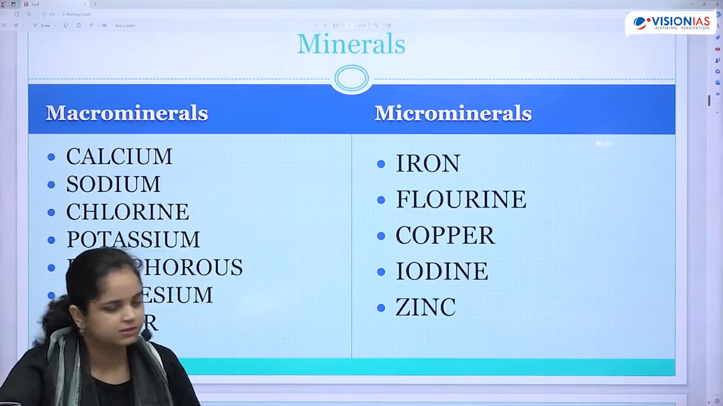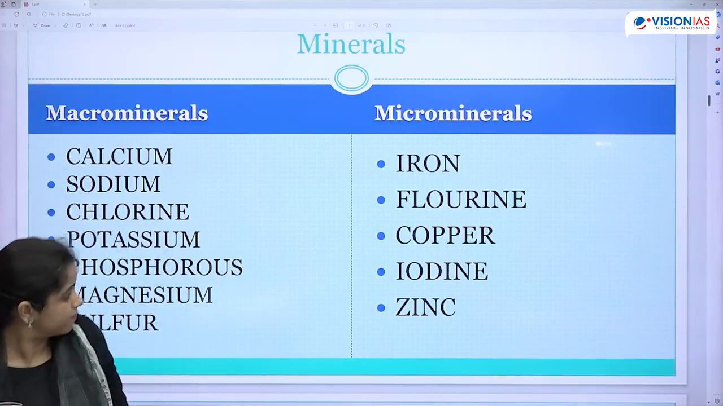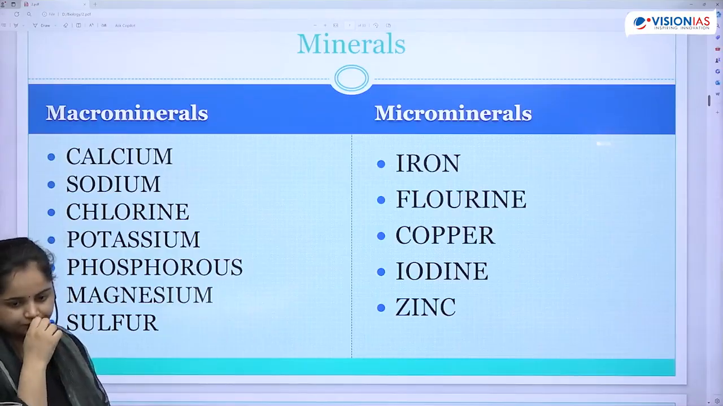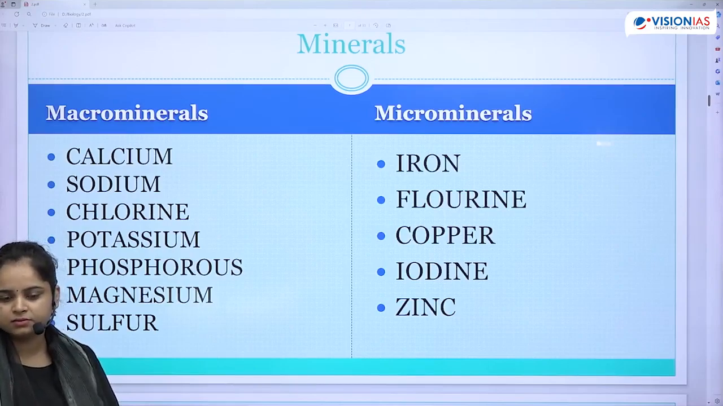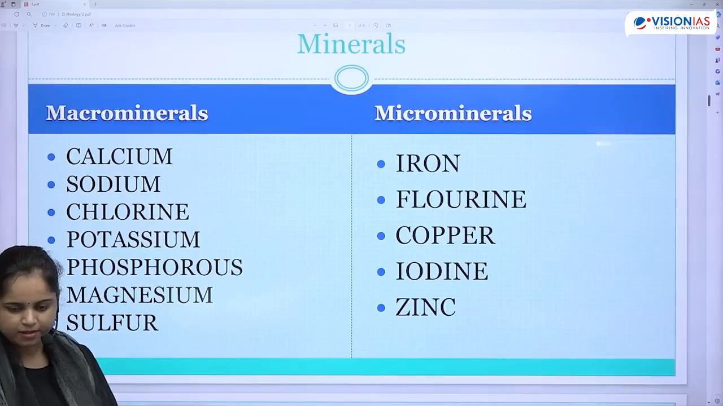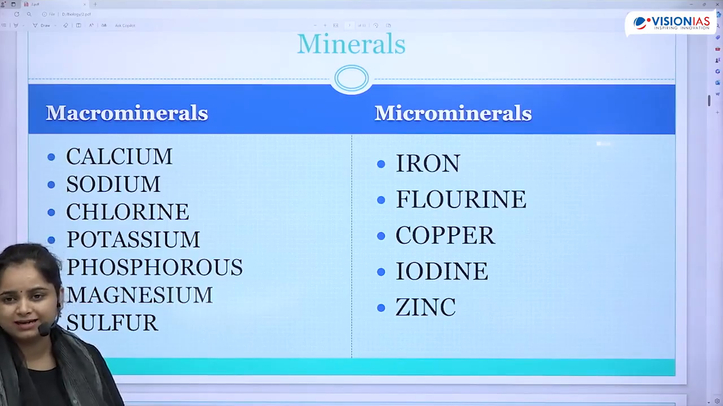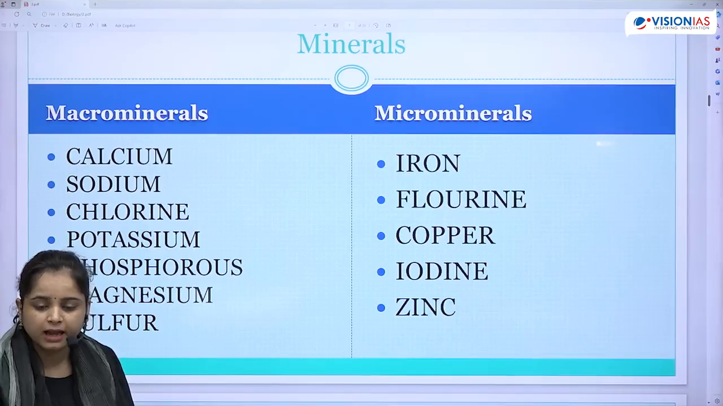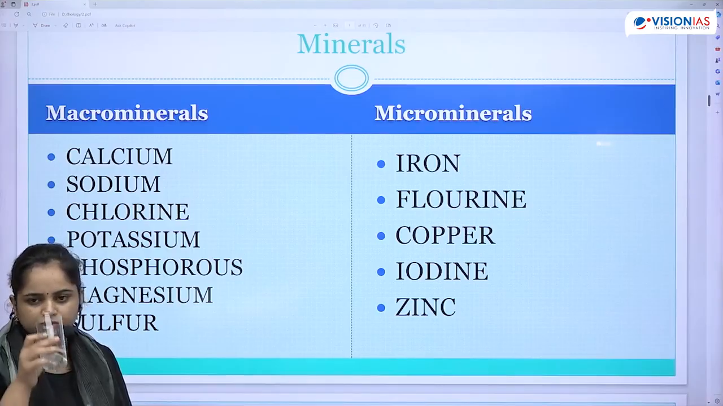Then phosphorus. Sources of phosphorus: pulses, milk. And phosphorus is present in bones and teeth both. So its deficiency leads to weaker teeth and bones.